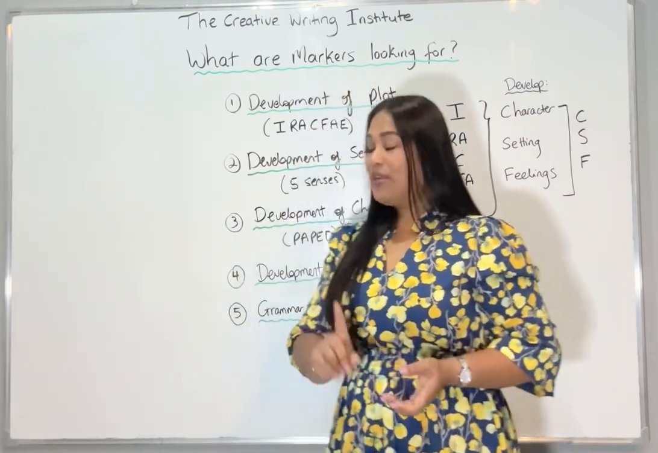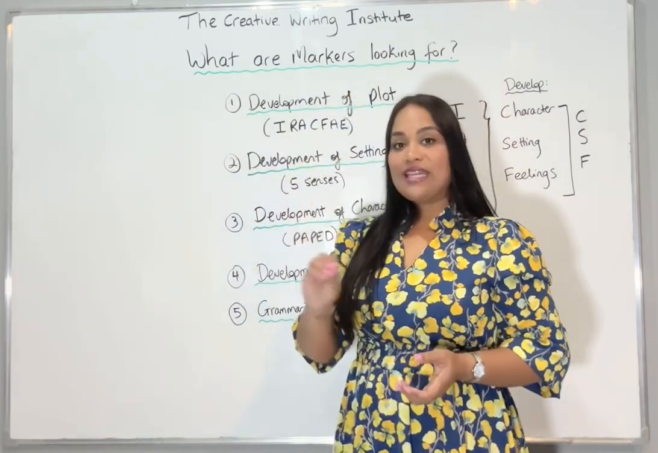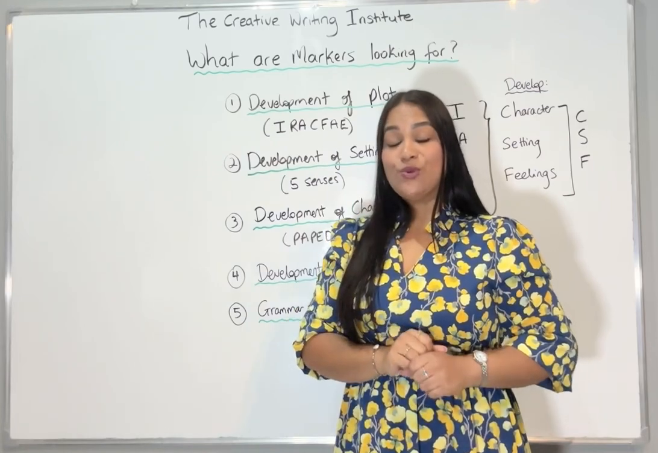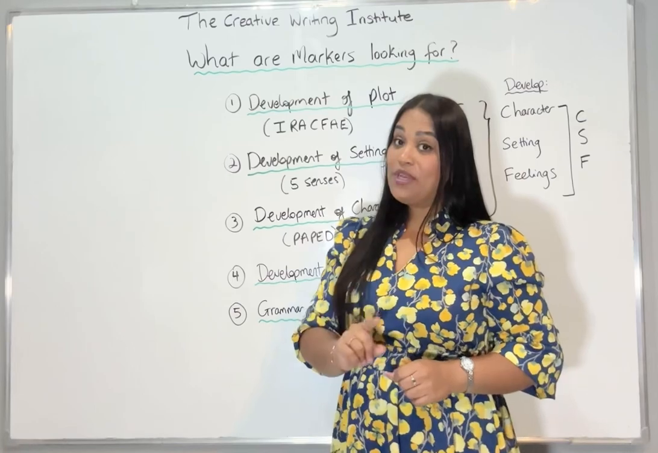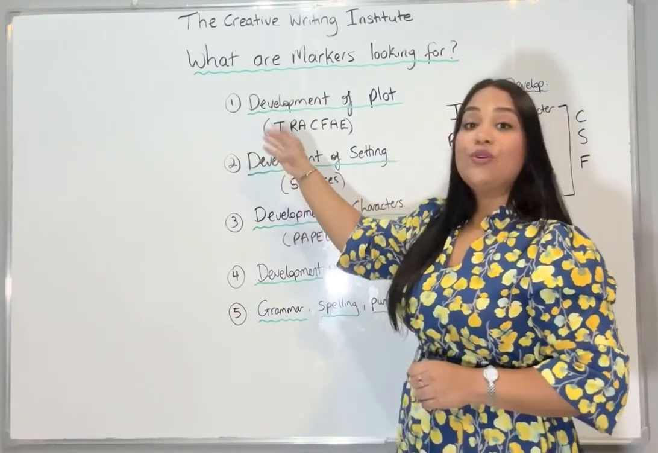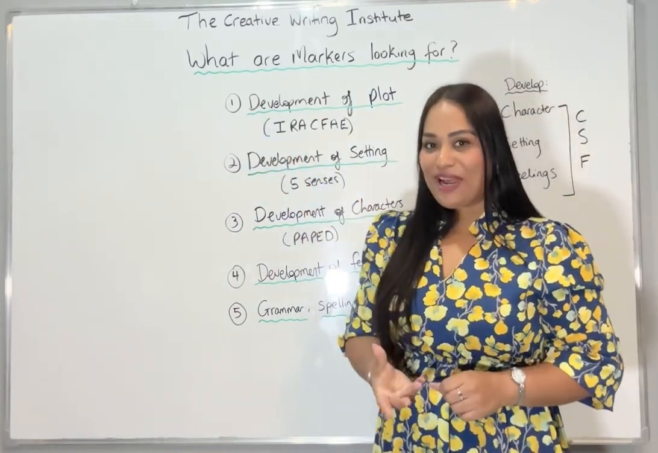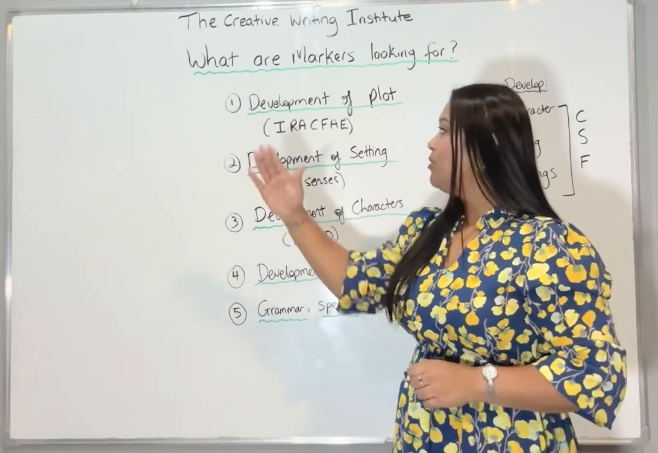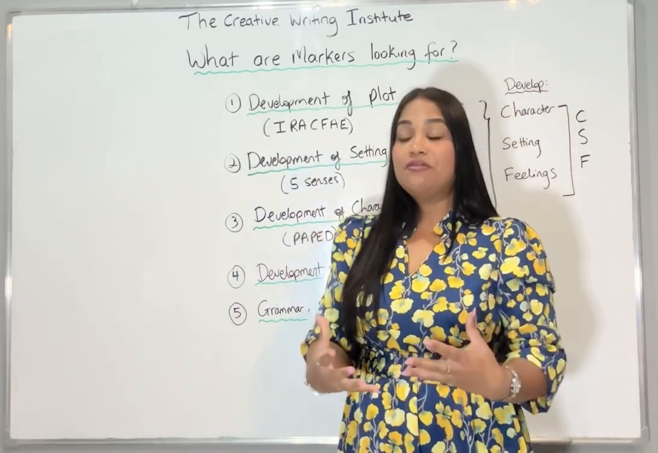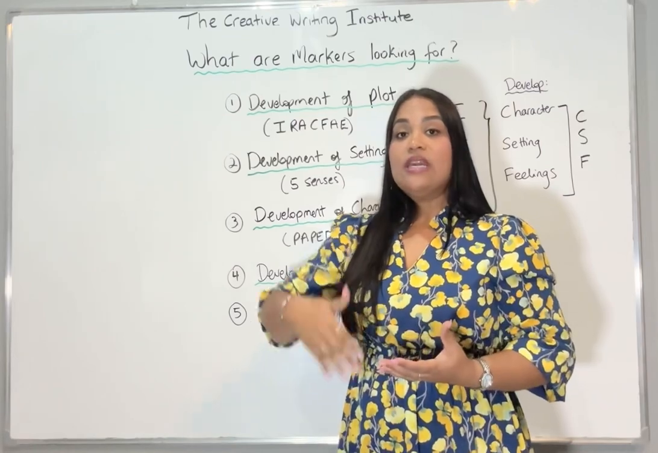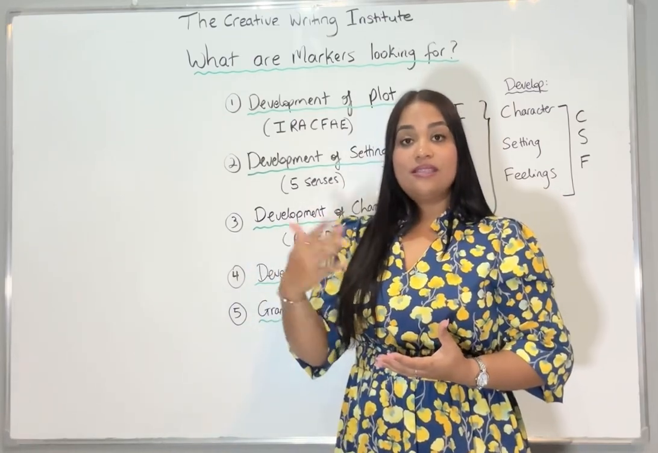So, first point, plot. In my textbooks, Teaching Creative Writing for Primary Schools, Standards 1 through 5, you will come across this formula for plot. The formula is IRCFE. And what is IRCFE? So in terms of the plot, all plots must have I for introduction. You must have the introduction of your story, which is introducing your character and setting.